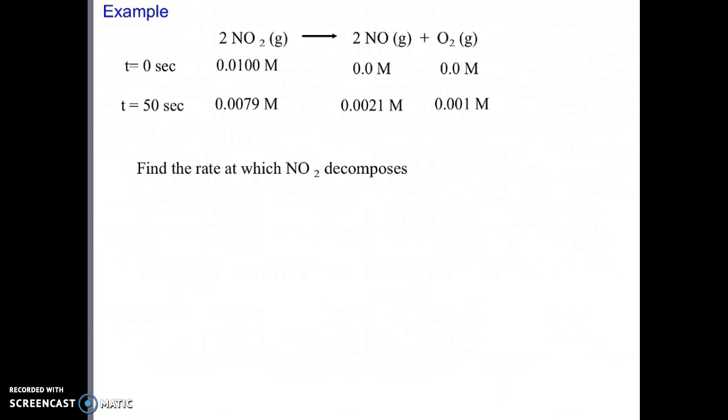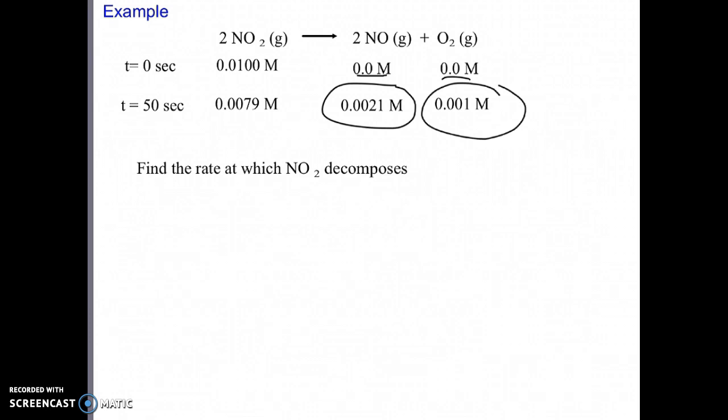So here we've got nitrogen dioxide decomposing into nitrogen monoxide and oxygen. At time 0, at the very beginning of the reaction, before we allow the decomposition to happen, you would have a concentration of nitrogen dioxide of 0.01 molar, and you have not made any of the nitrogen monoxide or oxygen yet, so those concentrations are 0. After 50 seconds, the concentration of the NO2 has decreased, and the concentrations of the NO and the oxygen have increased.